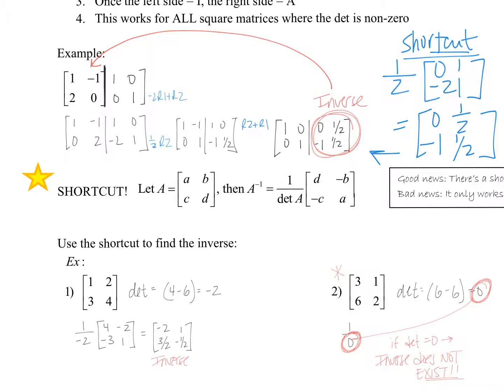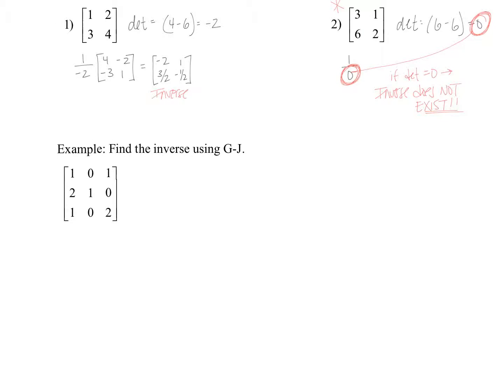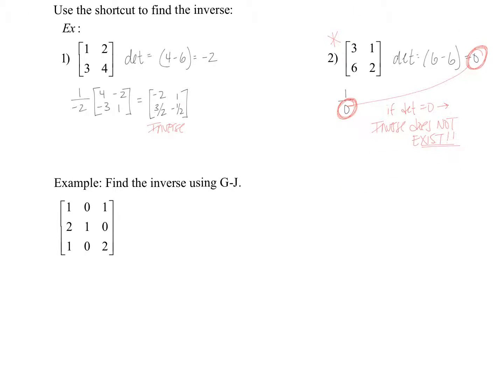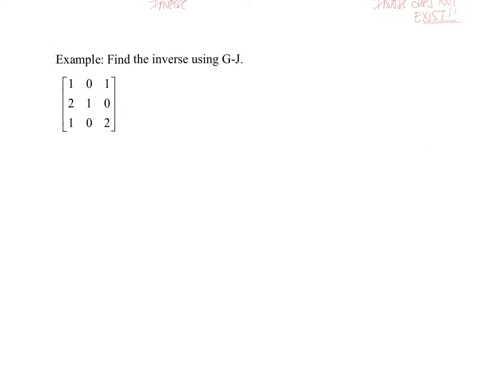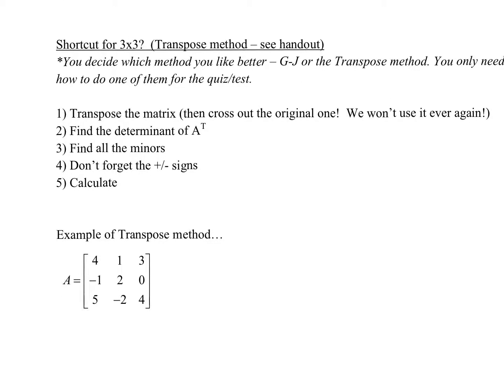So you can do GJ, you can do the shortcut, you guys. What we're going to do in class tomorrow is a big one using GJ because, like I said, the bad news is that the shortcut only works for 2x2s. Bad news is that you have to do GJ for this. I'm also going to show you a second method on how to find the inverse of a 3x3 because GJ sucks, some of us hate it. I'm going to show you another way to do it so you have the option of using whichever one you want.